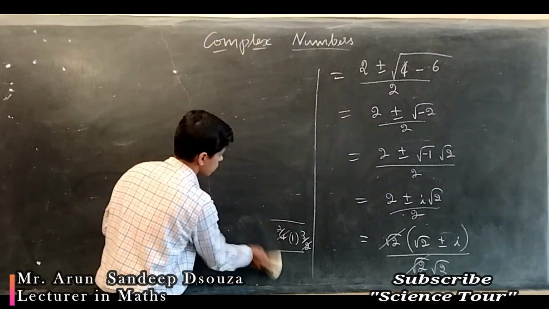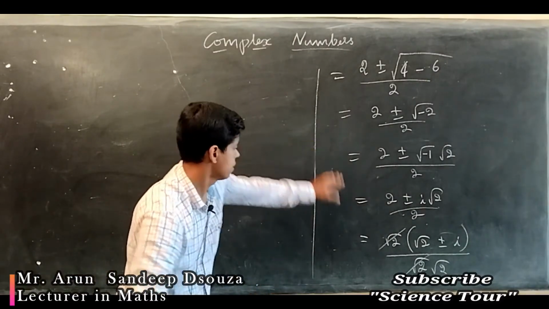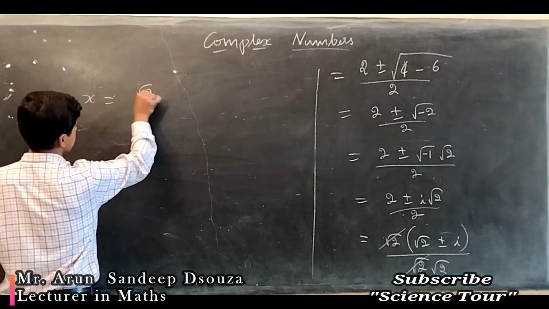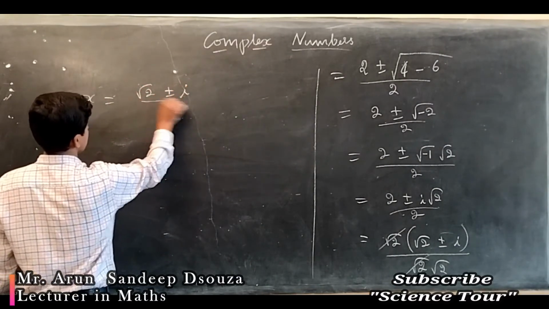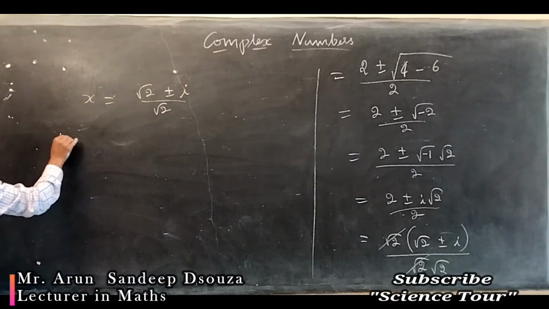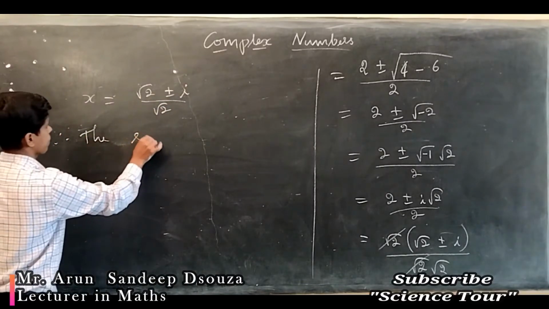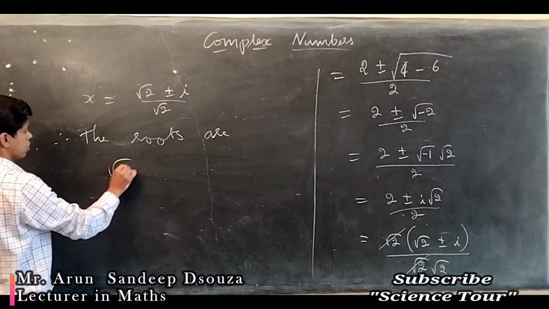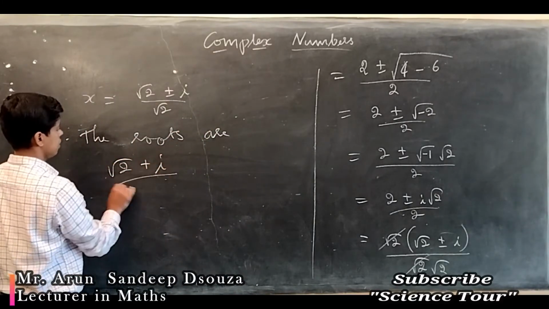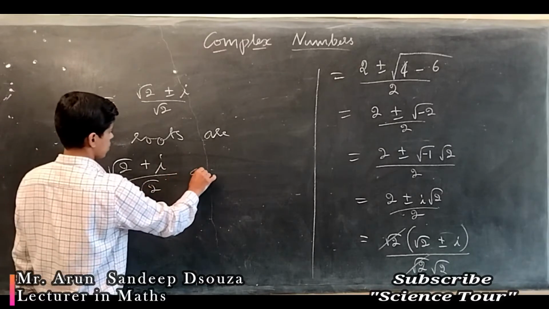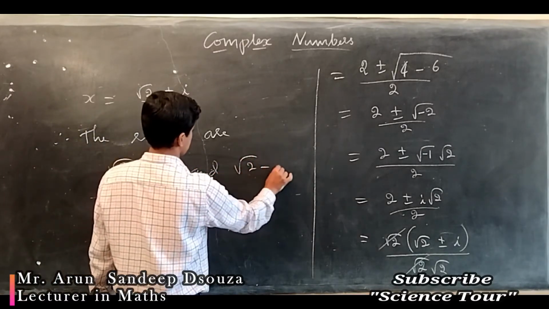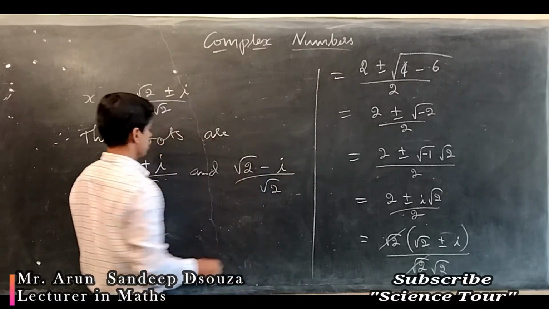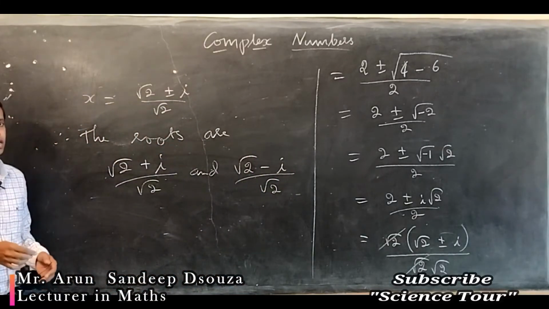Alright, so what is the value of x? Therefore x is equal to root 2 plus or minus i divided by root 2. Therefore the roots are, so what are the roots? Root 2 plus i divided by root 2 and root 2 minus i divided by root 2. Okay, so these are the two roots that we get.